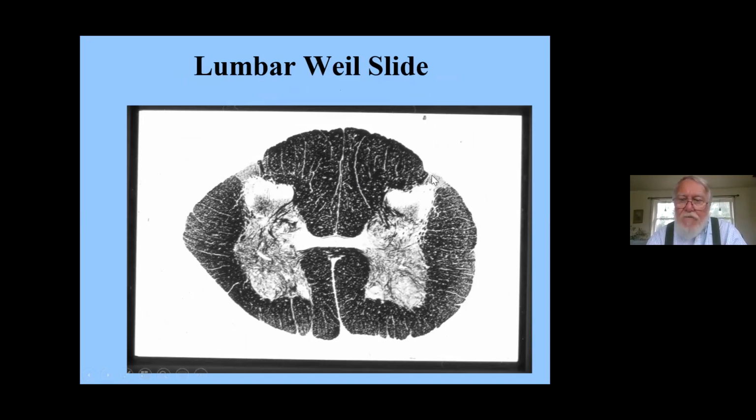Then what we have is the zone of Lissauer. And then what we have here is the dorsal horn. Then we have the intermediate horn. Now we can't see this. We'll be seeing this in a second. This is where the nuclei of Clark would be. Then we have a very elaborate ventral horn.